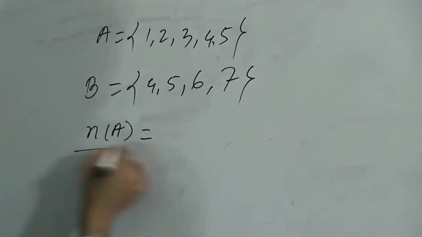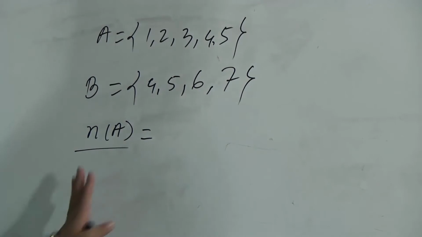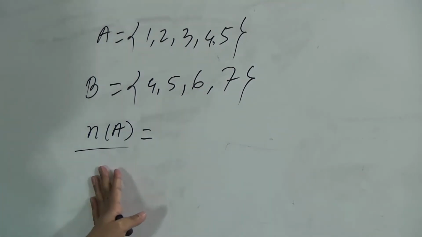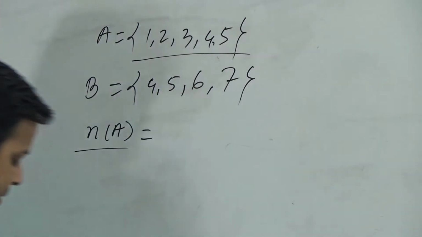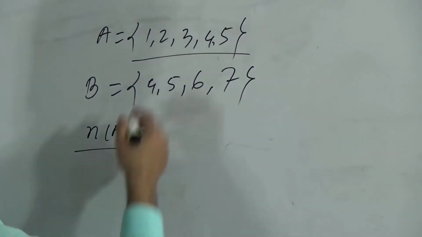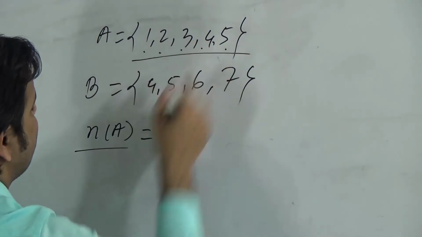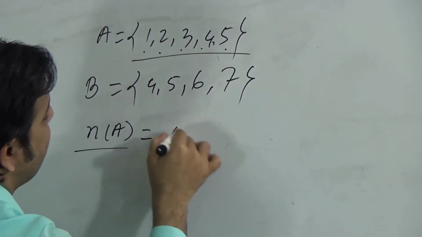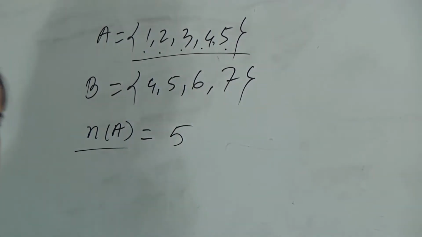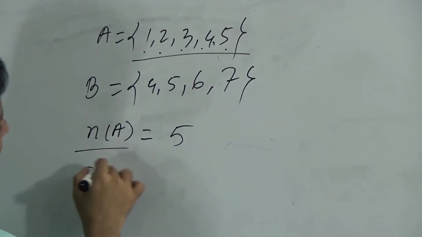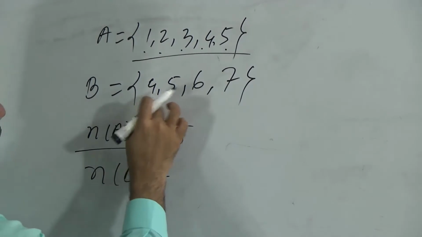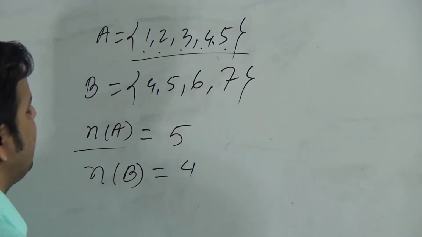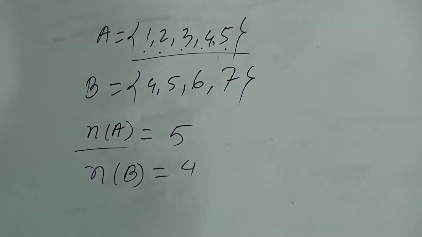We can denote this by NA. NA means number of elements of A. As this is finite, it means we can count the number of elements here. How many elements here? 1, 2, 3, 4, 5. 5 elements. So NA will be 5. Number of elements of set A is 5. And number of elements of set B is, we can count 1, 2, 3, 4. 4 elements in set B.